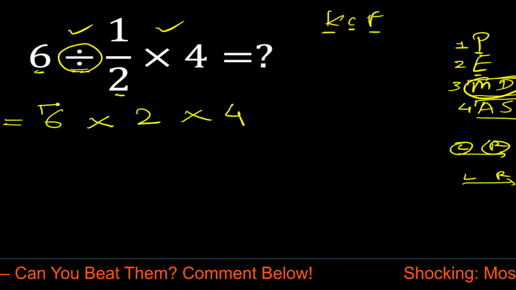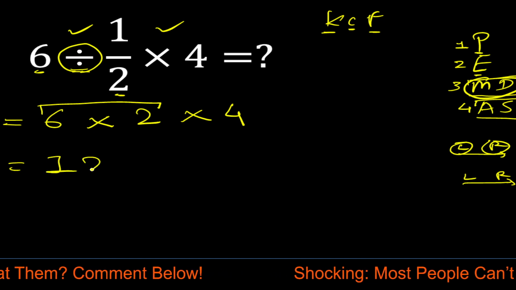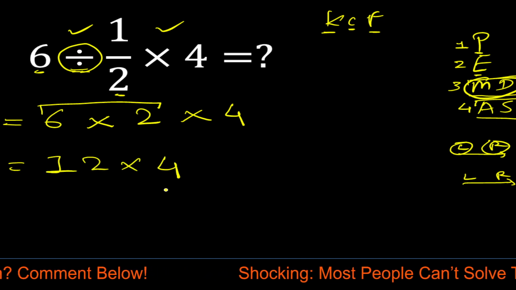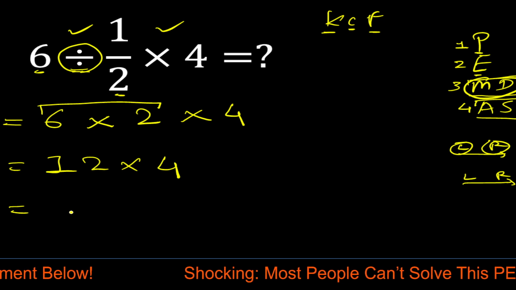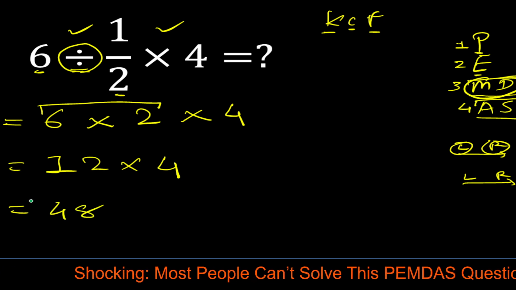So now 6 times 2 is equal to 12 times 4. Now 12 times 4 is equal to 48. So the correct answer is 48, right?